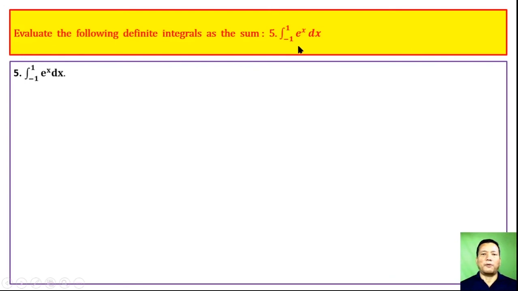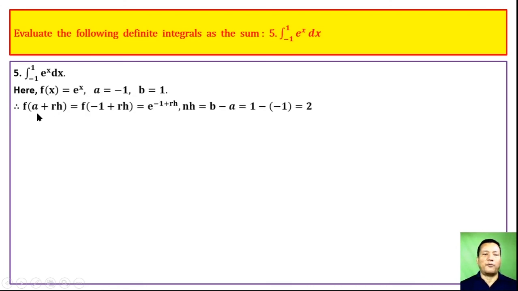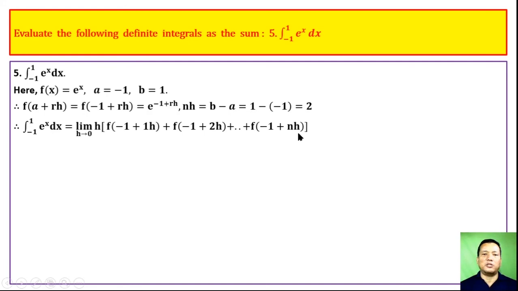Question number 5, an exponential function. Here f of x is e to the power x, and the lower limit is -1, the upper limit is 1. Therefore f of a plus r is f of -1 plus r, whose value is equal to e to the power -1 plus r, and b minus a, where b is 1 and a is -1, we get 2. Therefore the given definite integral is converted in this formula, whose value is r1, r2, up to rn.